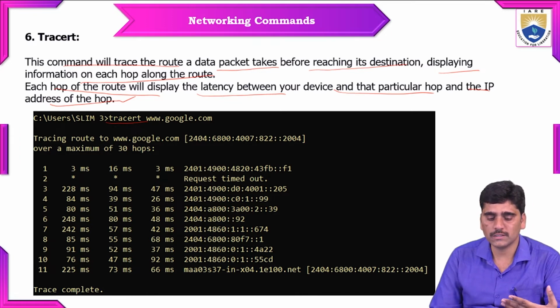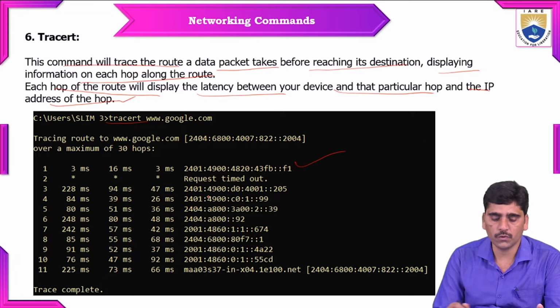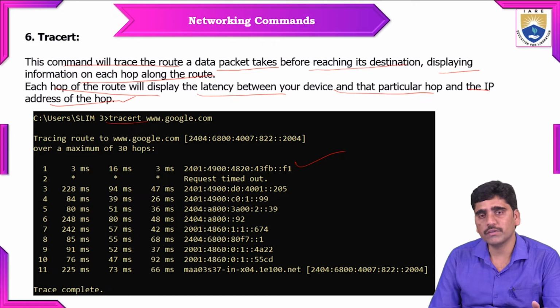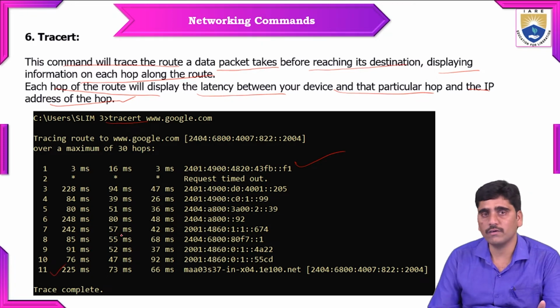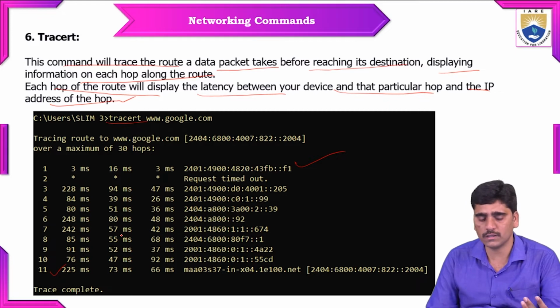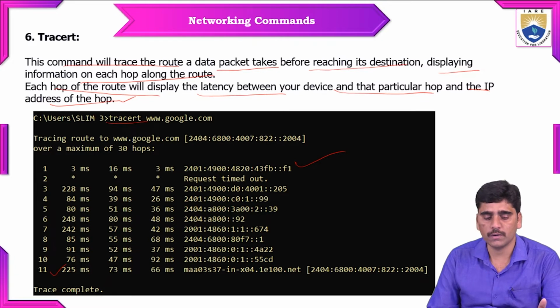So 3 milliseconds, 16 milliseconds, 3 milliseconds for the particular hop 1, hop 2, hop 3. Like that, you can see the maximum of 30 hops. Out of those 30 hops, it reaches the destination within 11 hops. So that is how you can understand the tracert command.